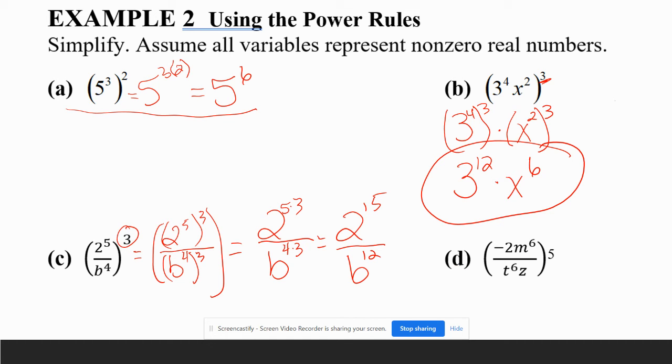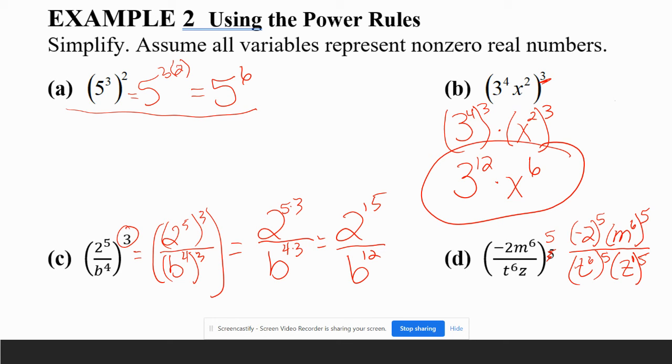Letter D gets much more interesting. So this 5 out here is supposed to be an exponent. Kind of hard to see that it actually is one. Maybe if it were way up here, it'd be a little easier to see. So that means that that fifth power goes to the negative 2. It goes to the m to the 6th. It goes to the t to the 6th. And it goes to the z. Now remember, if there's no exponent, there's always a 1 there. And so z to the 1st to the 5th.